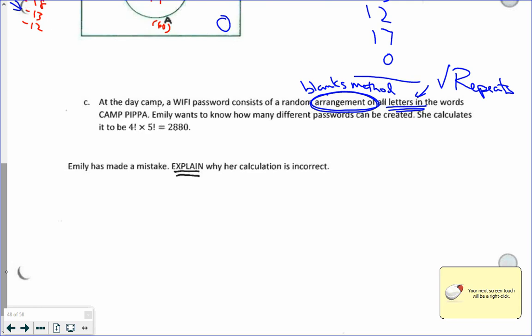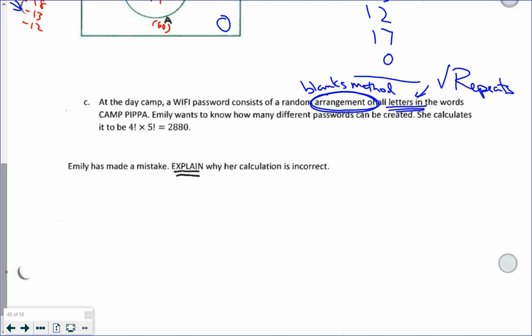So at the day camp, a Wi-Fi password consists of a random arrangement of all the letters in the word Camp Pippa. Emily wants to know how many different passwords can be created. She calculates it to be 4 factorial times 5 factorial equals 2,880. Emily has made a mistake. Explain why her calculation is incorrect.